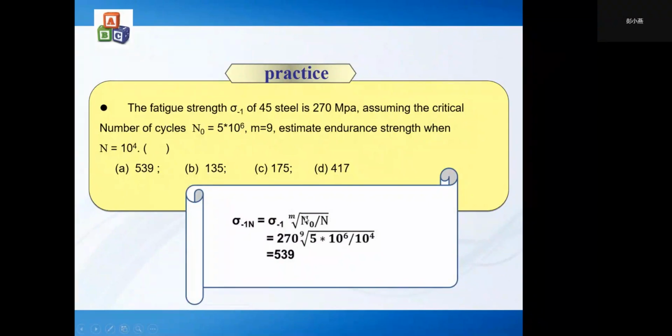Then we have sigma minus 1n is equal to sigma minus 1 times this. Okay, n0 is this and n is this, and then we can calculate the endurance stress sigma minus 1n is 539. So the answer is A. Okay, any problem? Any problem?